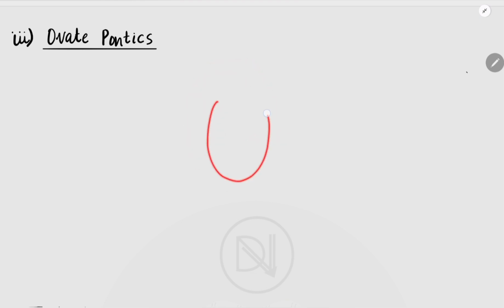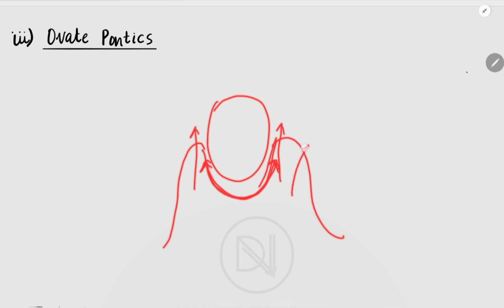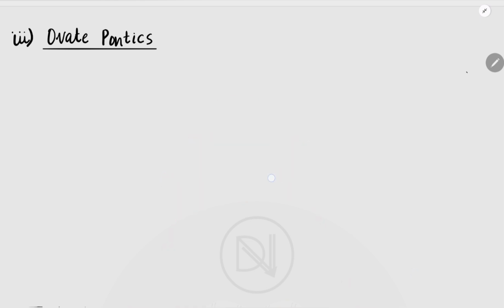So the convex portion of the ovate Pontic is, for this reason, called your tissue surface. So the tissue convex surface of the ovate Pontic tends to lie within the ridge. So it will give you the appearance as if the tooth is emerging from within the ridge. So aesthetically it is very good.